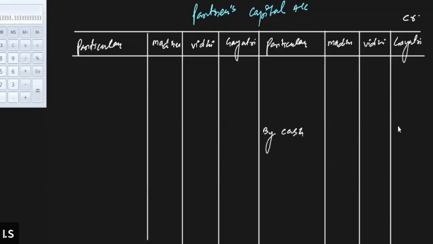Gayatri is bringing how much? 4 lakh as her share of capital. Got it, everyone? Is this clear? Yes or no? Yes, sir. Clear. So for the sake of reference, I'm just writing it here. Capital. It is not required to be written. I'm just writing it for the sake of reference, so as to make it more clear.